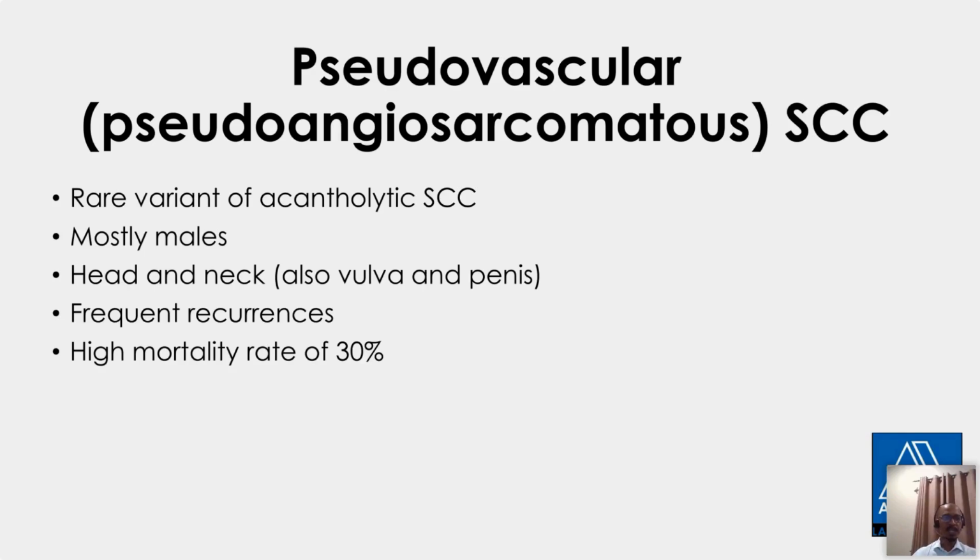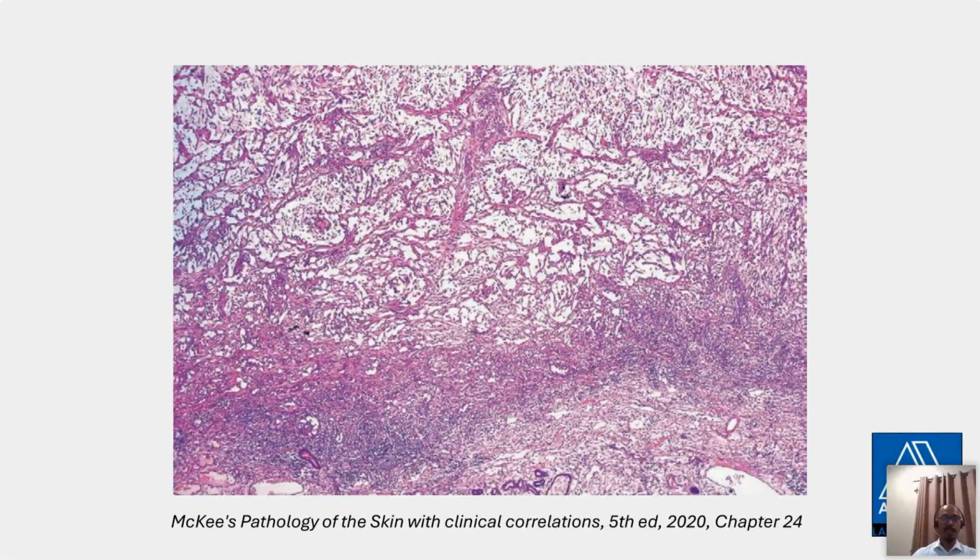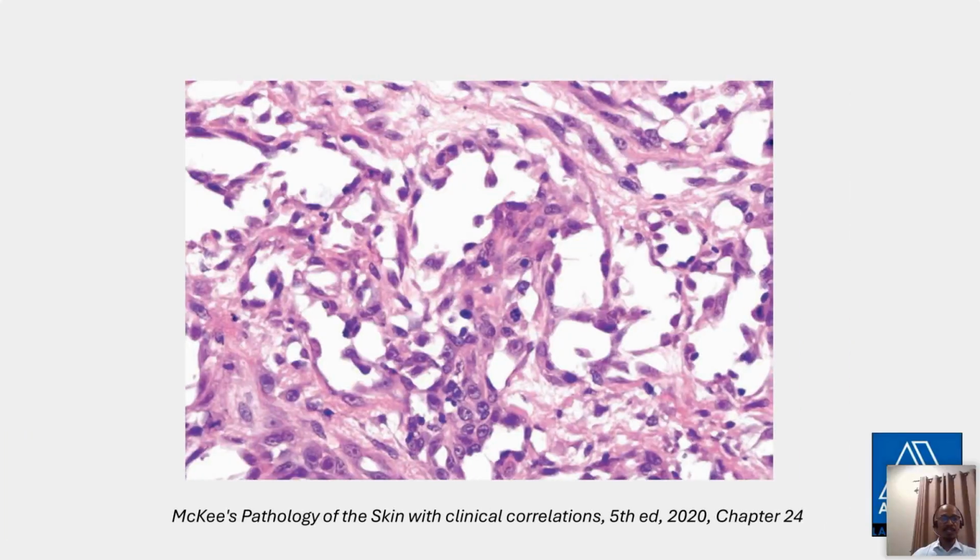So this particular tumor has frequent recurrences and a high mortality rate, which is higher than your usual SCCs. And histologically, what you see is this highly infiltrative tumor. At low power, you'll be struck by spaces which resemble vascular spaces. And at higher power magnification, those spaces are sometimes lined by cells that are actually quite spindled, which is not what one expects to see in an SCC.